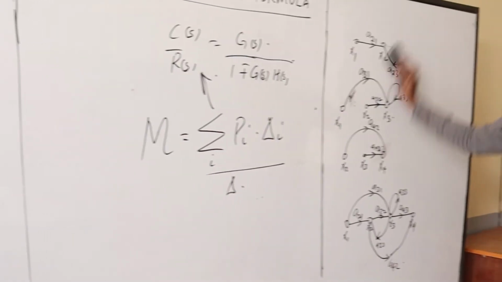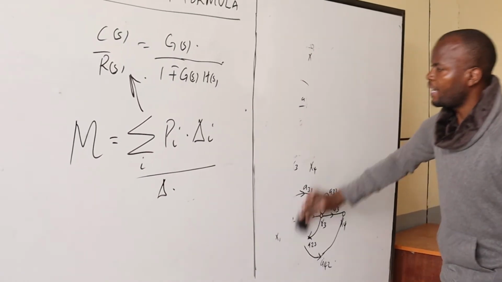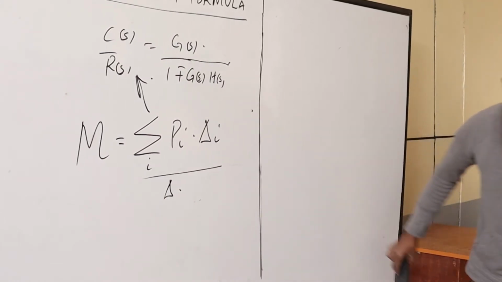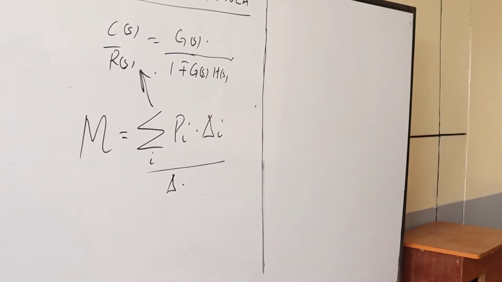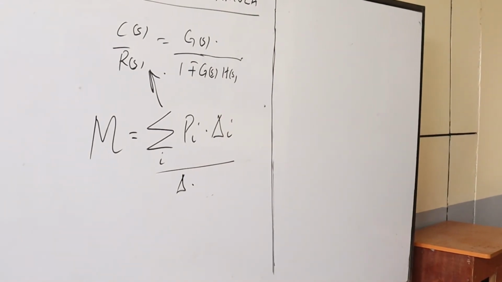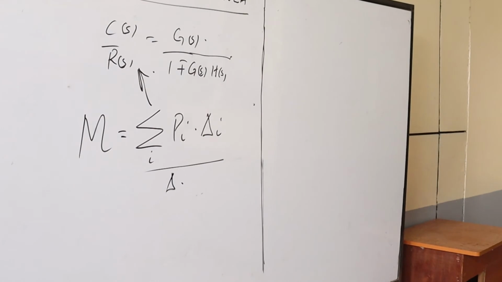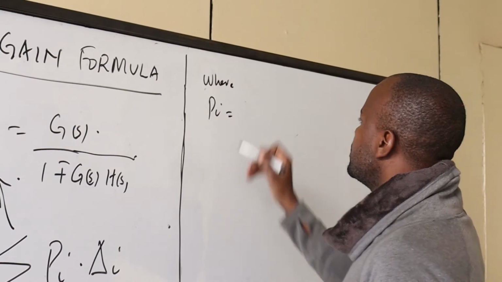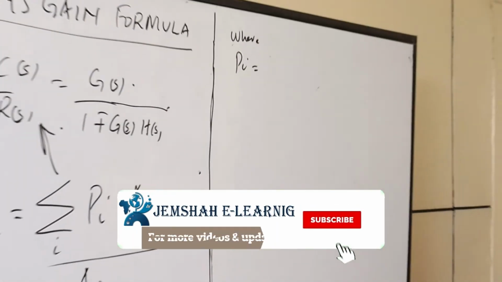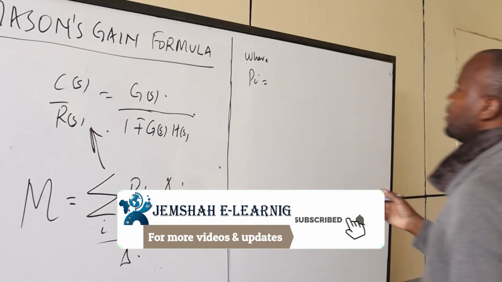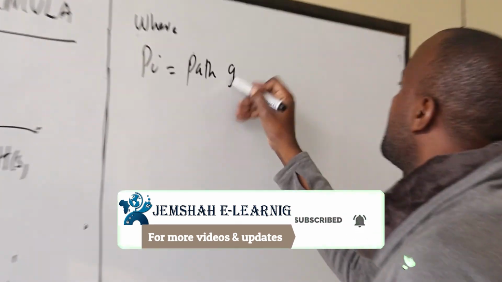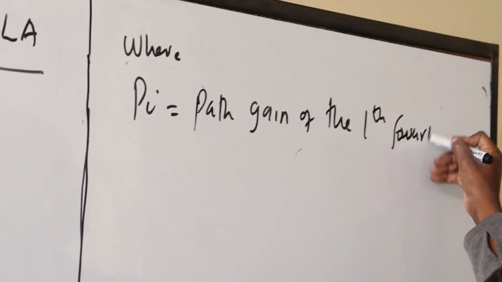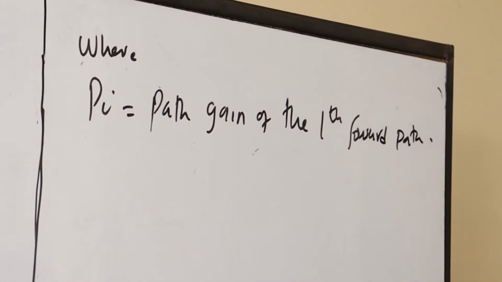So I want us to define everything that is there. I want us to define what we mean by Pi, what we mean by delta i, and how we obtain all this. Pi is the gain of the ith forward path. We said that Pi is just the path gain of the ith forward path. It's the path gain for the ith forward path.